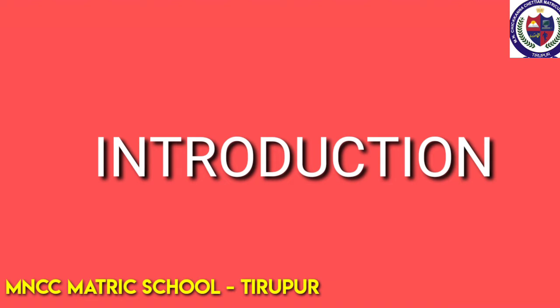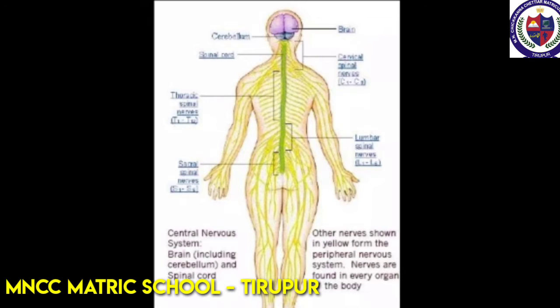Hi students, now we are going to learn the components of the nervous system. Introduction. One of the characteristic features of all living organisms is responding to stimuli. Stimuli refers to the changes in the environmental condition that are detected by receptors present in the body.